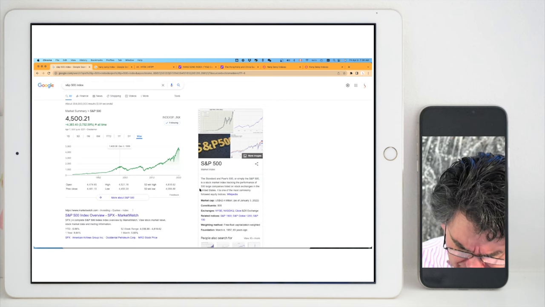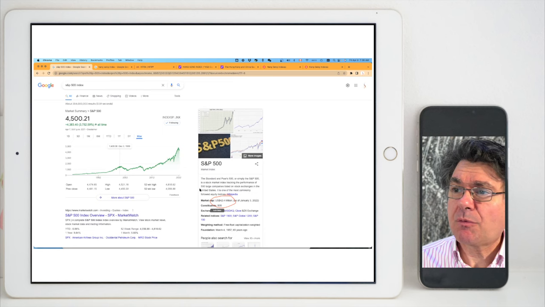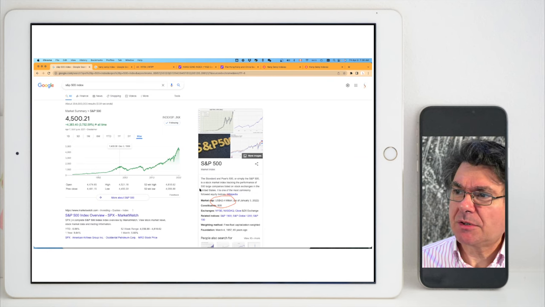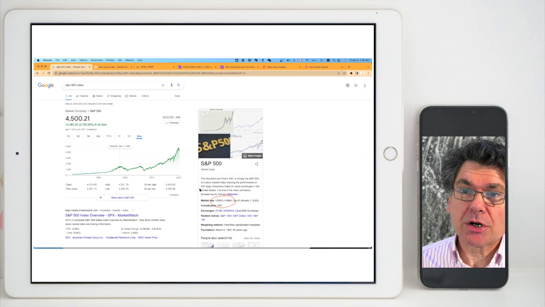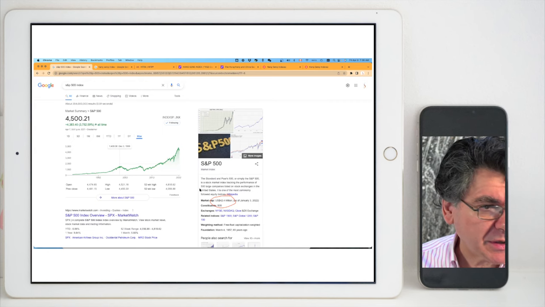You can see some information on that here. You can see that the market cap is $42 trillion. That's a lot of money. So it's bigger than most countries. The value of the companies in the S&P 500 is bigger than the value of most countries.